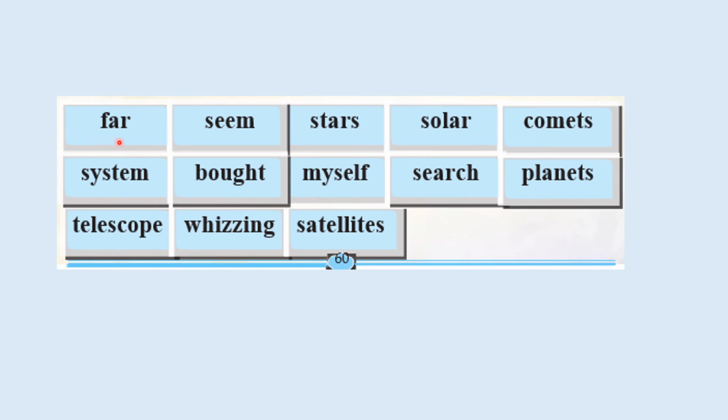Let us look at some of the new words in the poem. Far, seem, stars, solar, comets, system, bought, myself, search, planets, telescope, whizzing, satellites. Children, I hope you have understood the poem on my telescope.